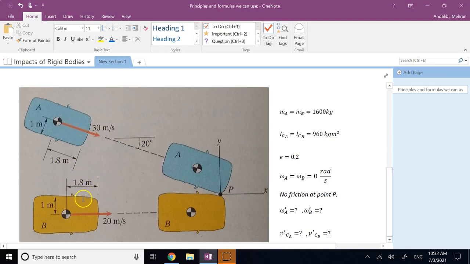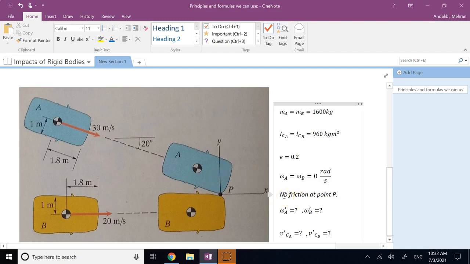They are two identical cars, so you have the dimensions here, and they do matter, this 1 meter and 1.8 meter. And they are not doing any steering, they are going straight. So the omegas before impact are 0. If you use a coefficient of restitution of 0.2, and we assume that where they hit each other there is no friction, so all the force exchange is along y direction. Okay, this is just to simplify the problem.